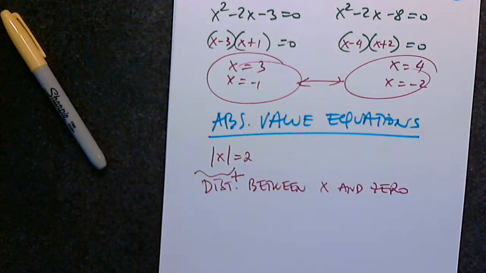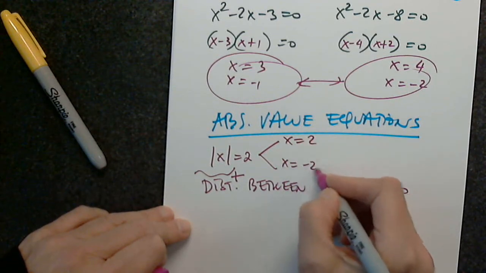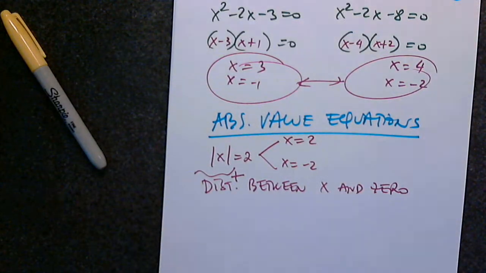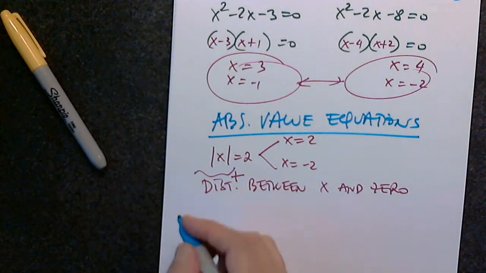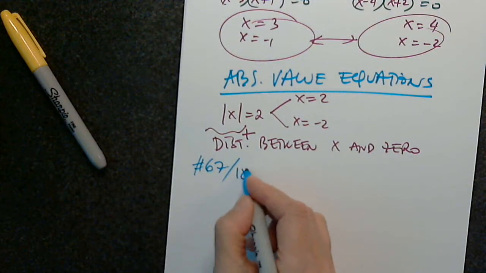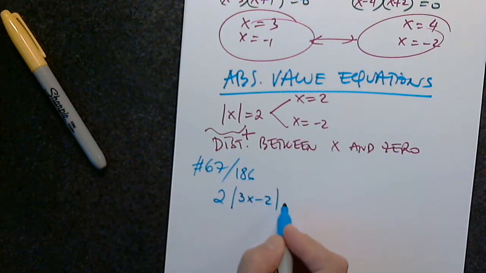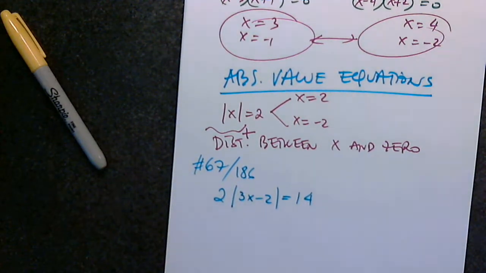Yes, negative 2 and 2. Correct. That's it. I cannot say anything else. There's nothing else to it. Very good. Now let's practice. Let's take a look at 67 on page 186: twice the absolute value of 3x minus 2 equals 14.